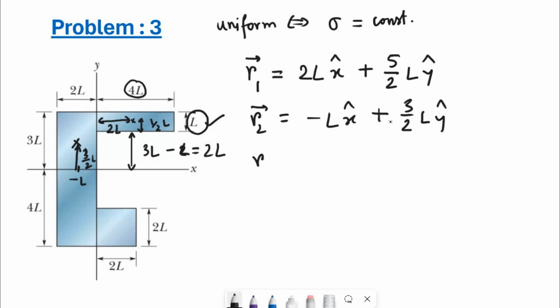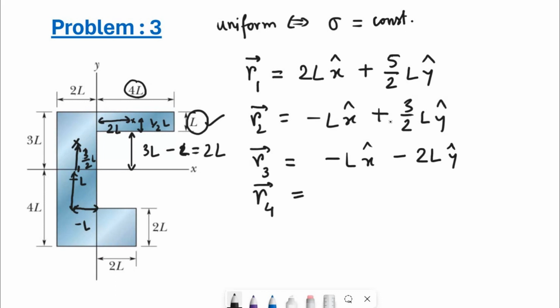What about R3? So this is going to be 2L distance away and then L distance away along the x-axis, or negative L away. So negative L, right? I hope that's correct. So negative L x hat and negative twice L y hat. What about R4?